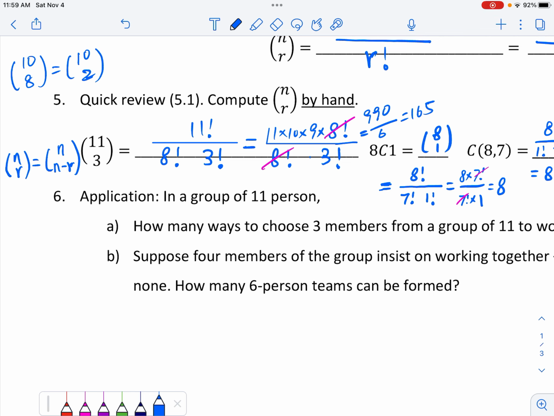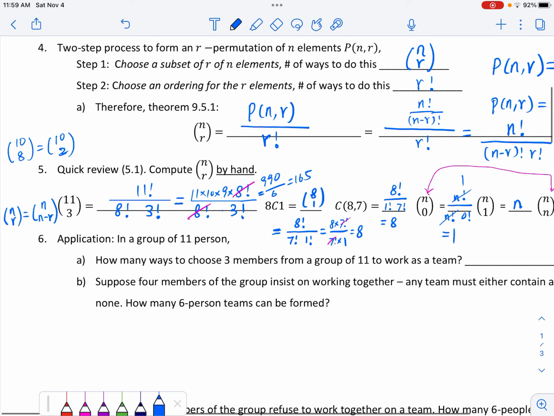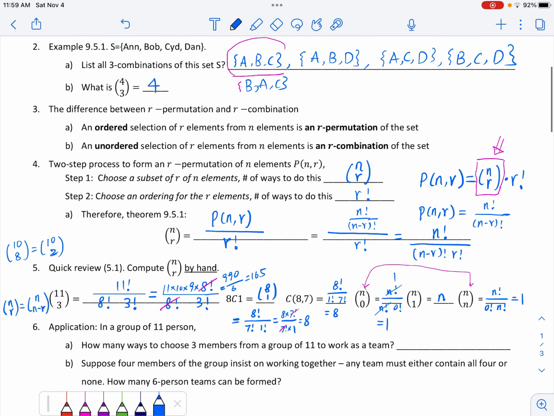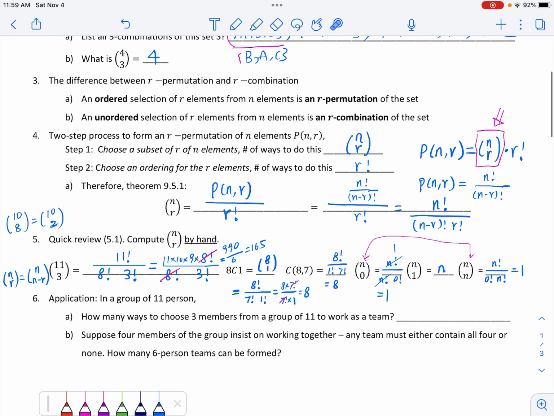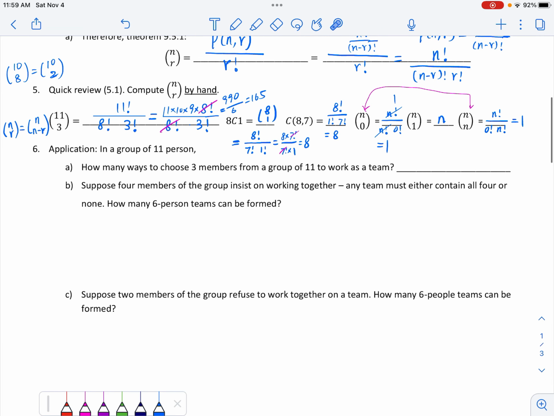Okay, so that concludes the first video, which is introducing the formula for this combination, and then introducing the concept of r combination. And in the next video, we are going to do a whole bunch of exercises that are very much needed for you to be able to count correctly.